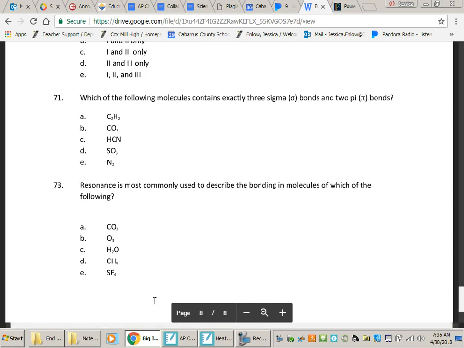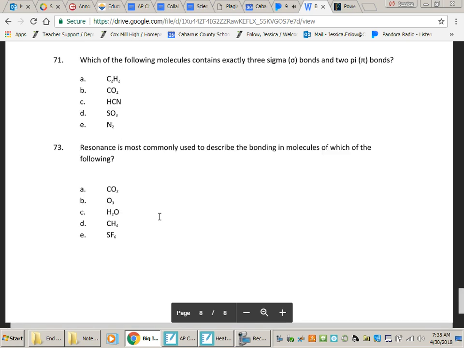71. A, good. So you're looking at just basically drawing structures and counting single and double bonds. And then 73.